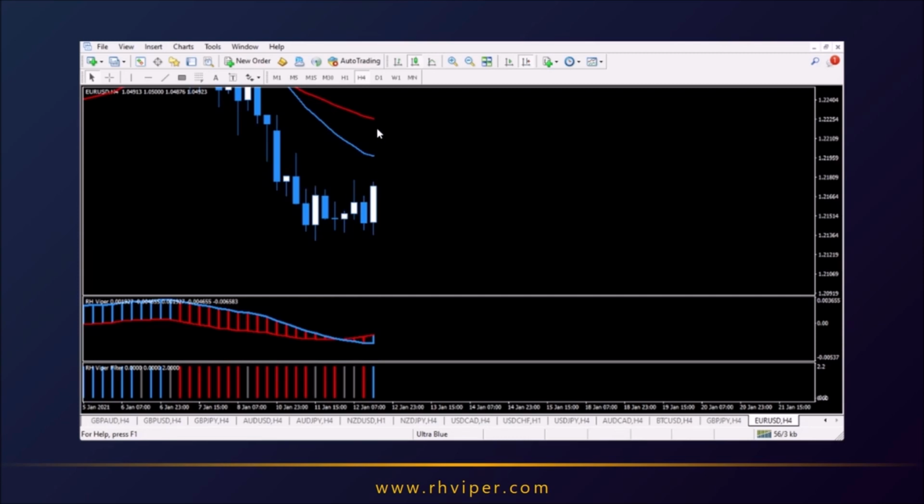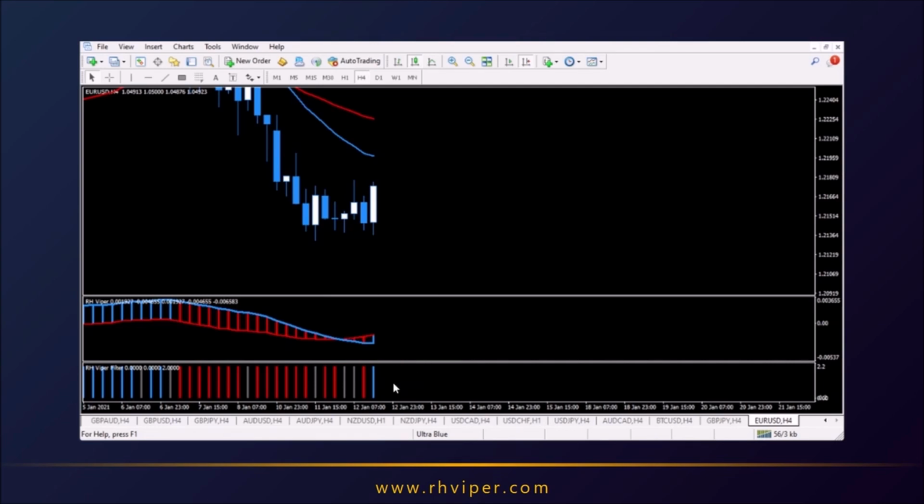The price is underneath the moving averages. The blue moving average is underneath the red moving average. So we've got the downtrend on the price chart. When we're looking at the RH Viper indicator, the blue Viper line is below the red Viper line. So we've got the full downtrend.